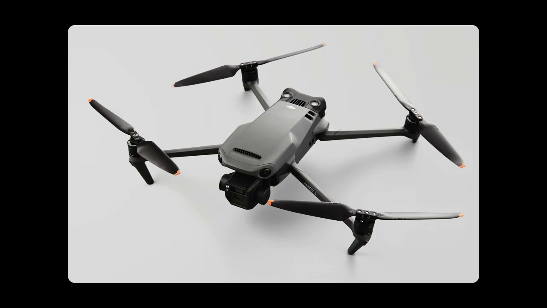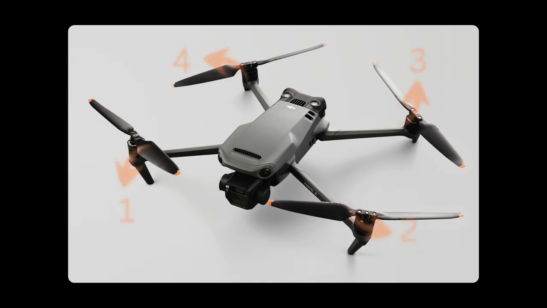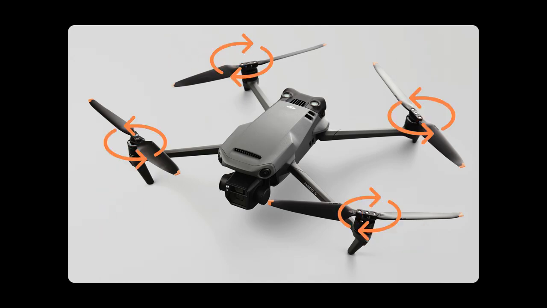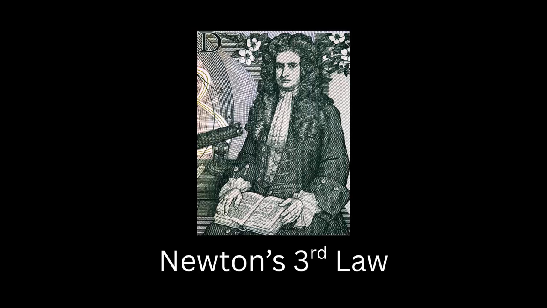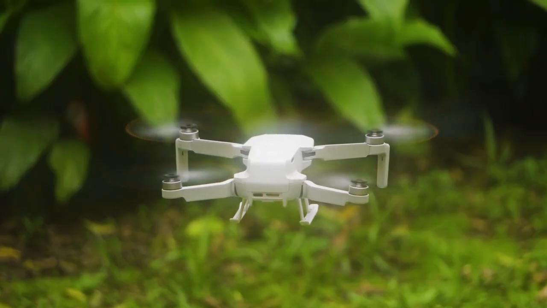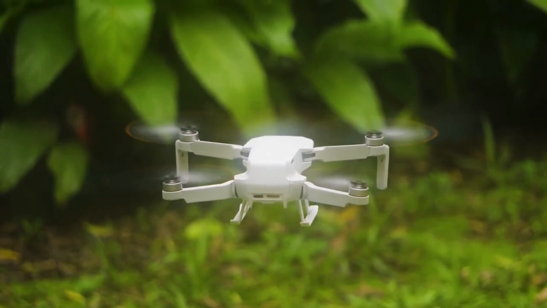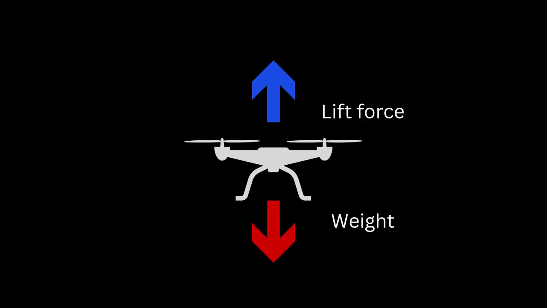A quadcopter is a type of drone that uses 4 motors, each equipped with a propeller. To lift off the ground, a quadcopter spins all 4 propellers to generate upward thrust. This is based on Newton's third law of motion, which states that for every action, there is an equal and opposite reaction. In the case of a quadcopter, each propeller pushes air downward, resulting in an upward reactive force that lifts the drone. However, this lift must be balanced with the drone's weight.